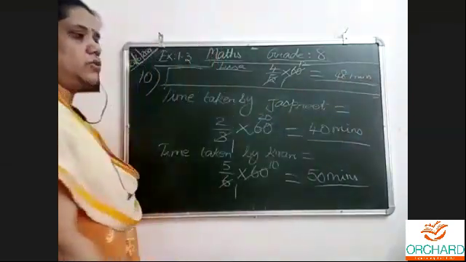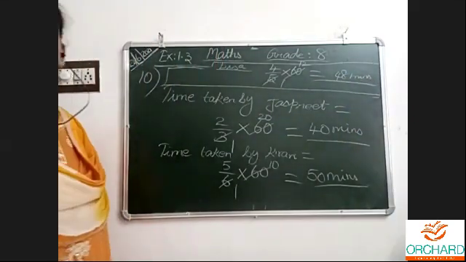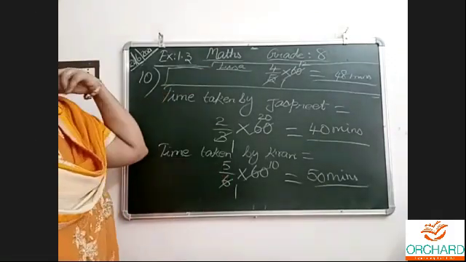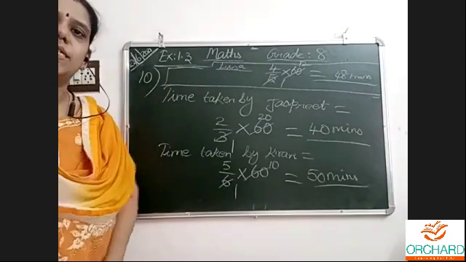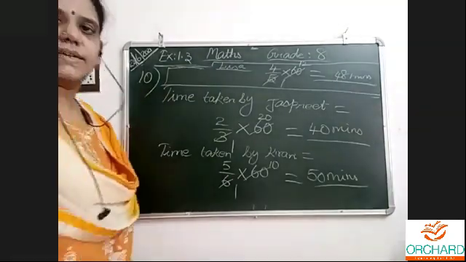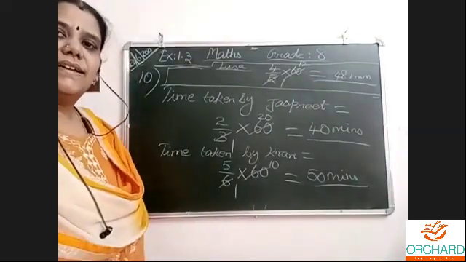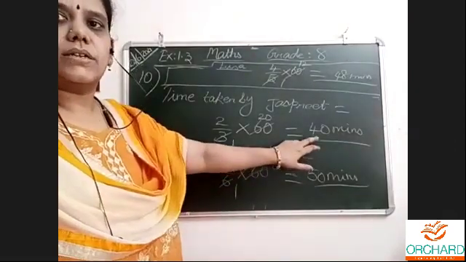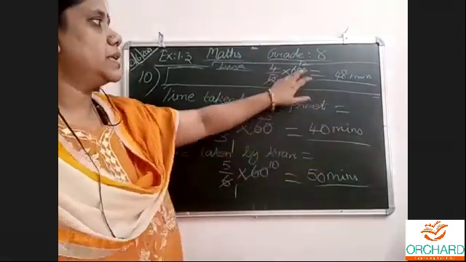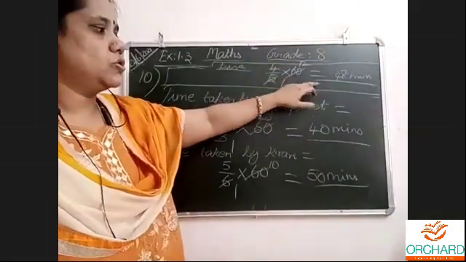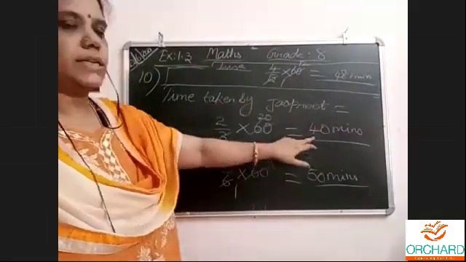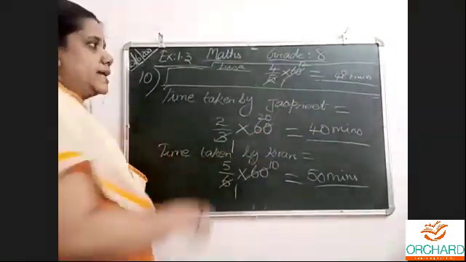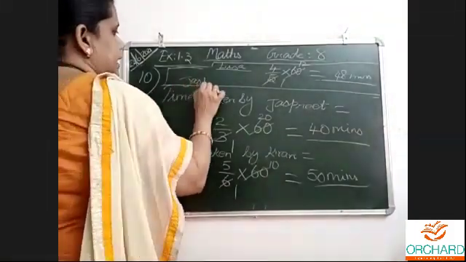So 3 children, they took like this timing. Who completed at the least time? Jaspreet, Kiran, Lisa? Jaspreet took 40 minutes. Kiran took 50 minutes. And Lisa took 48 minutes. 40, 50, 48. 40 is least. So first was Jaspreet. So you have to write Jaspreet takes the least time.